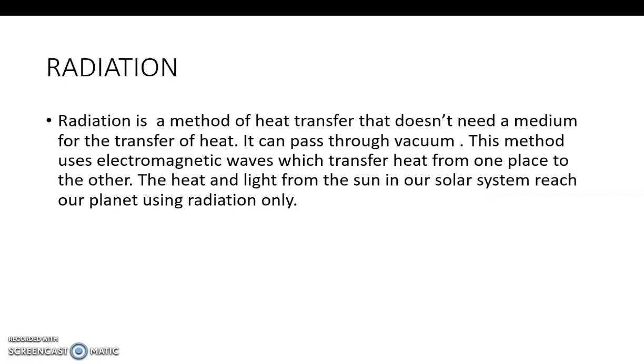Radiation. Radiation is a method of heat transfer that does not need a medium for the transfer of heat. It can pass through a vacuum or space. This method of heat transfer uses electromagnetic waves which transfer heat from one place to the other. The heat and light from the sun in our solar system reaches our planet using radiation only.